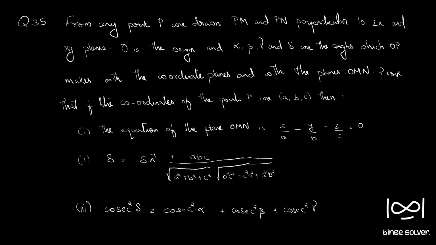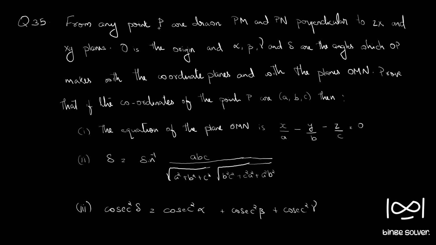Second, delta is equal to sine inverse of abc divided by the square root of a squared plus b squared plus c squared, into the square root of b squared c squared plus c squared a squared plus a squared b squared. And third, cosec squared delta is equal to cosec squared alpha plus cosec squared beta plus cosec squared gamma. It's a very lengthy question, so we will start with what is given.